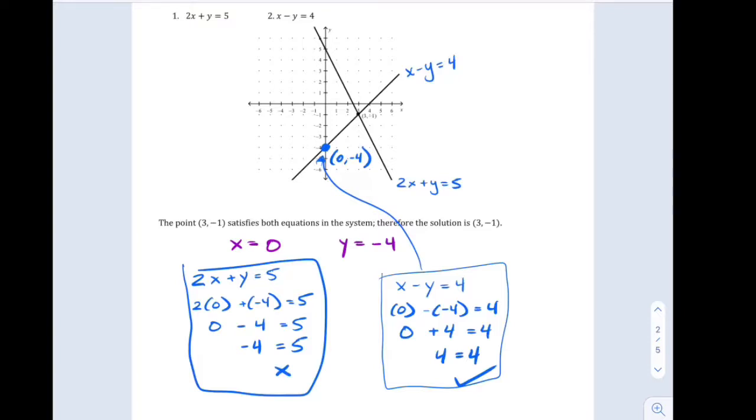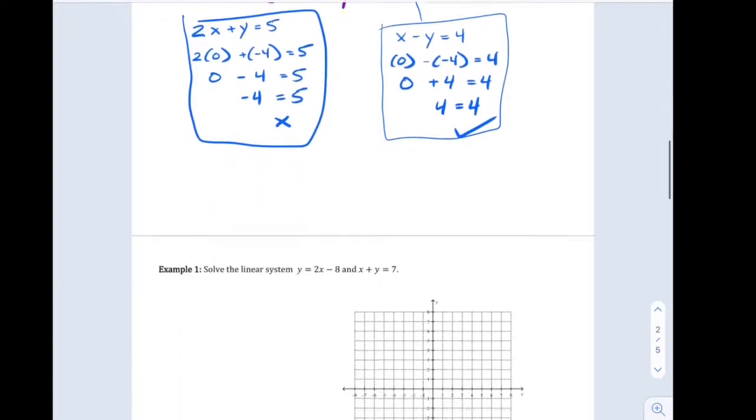So that's what we do when we check. We make sure that we pick the right point. We didn't graph incorrectly. We didn't make a small mistake. So we do a check, and this is called a formal check. And that's how we check. So let's go through a full example here.